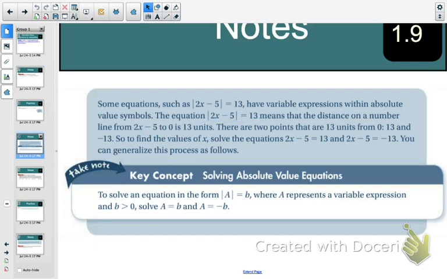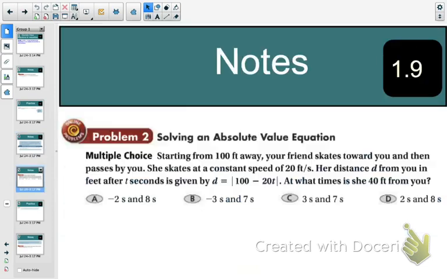So you have to set up two equations. 2x minus 5 equals positive 13, and 2x minus 5 equals negative 13. Okay, so whenever you have the absolute value of a number equal to some other number, you set it equal to the positive version and to the negative version. Alright, so let's look at that.